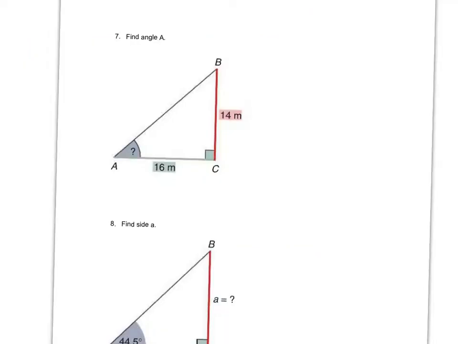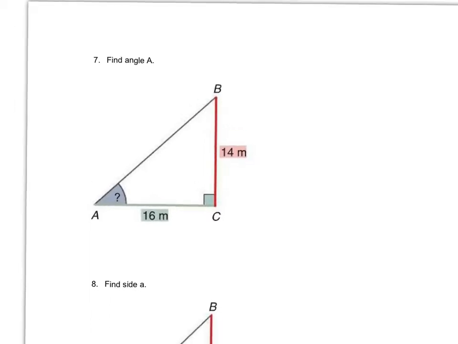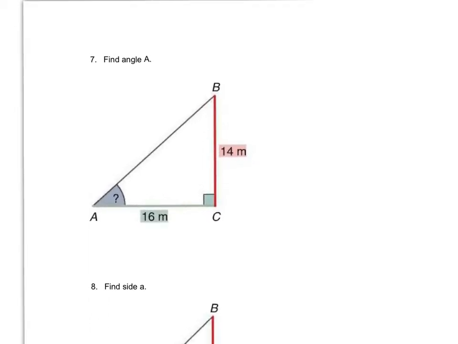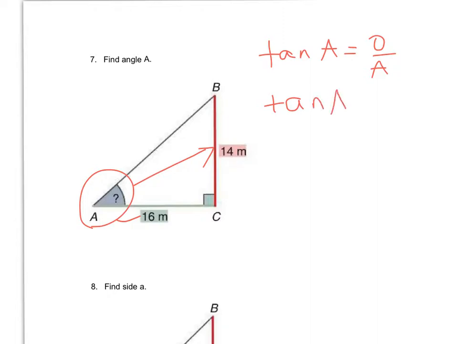Okay, so let's look at this situation here for number 7. I'm asking you to figure out how big angle A is, which is down here in the bottom left-hand corner. I've given you the side opposite of it, and I've given you the side adjacent to it. So that should tell you that you need to use tangent of angle A is equal to opposite over adjacent. And it's the angle that's unknown, but the opposite side was 14 and the adjacent side is 16.